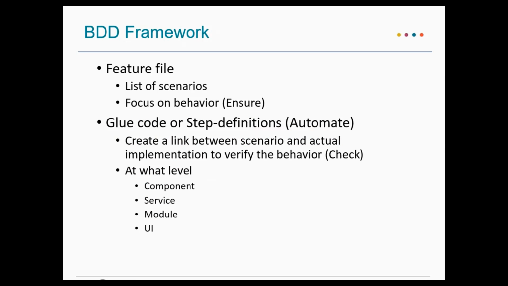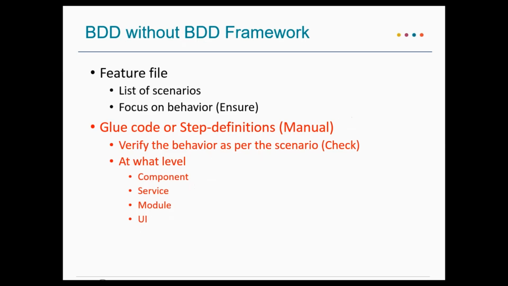That is when we have a framework. Suppose we are not using any framework, and we are just writing the scenarios in any format, in any text editor. We can write those down. Now the glue code or step definitions part will be manual, or maybe automated in some other way. The only thing is that these scenarios are not bound directly; we consider those scenarios and write our own test cases. That is still possible.